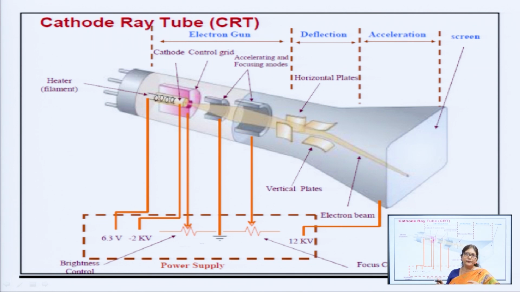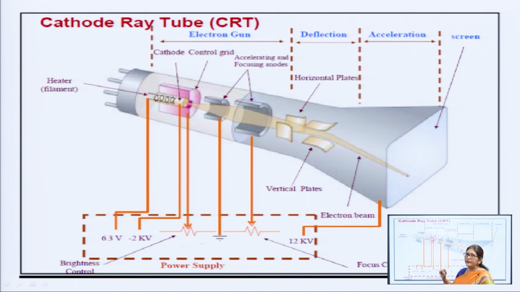The cathode, the control grid, the accelerating and pre-accelerating anodes, and the focusing anode are all cylindrical in shape. We can see here that the cathode is a cylinder with a very small aperture at the end, and it emits the electrons from there.